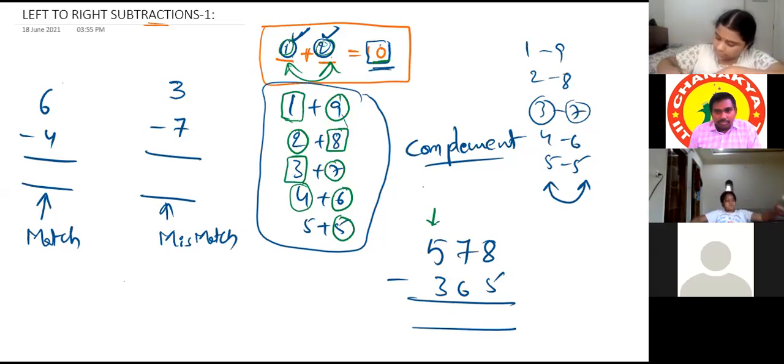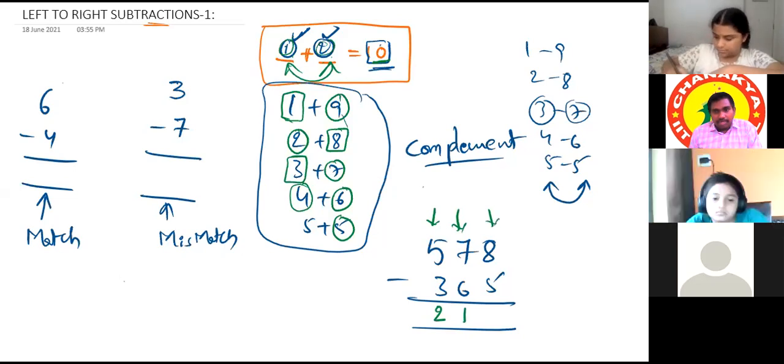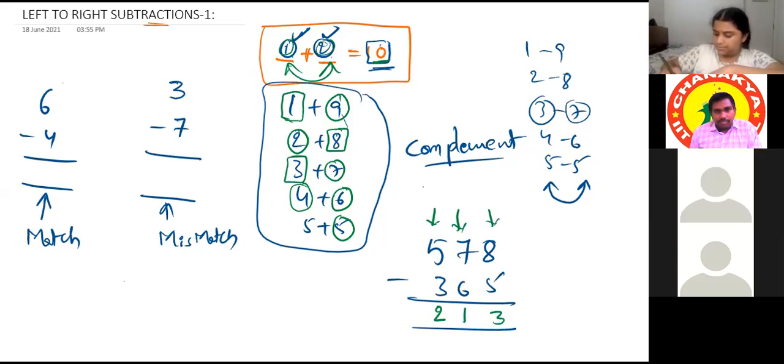5 minus 3 is possible, means match case. That's why I'm writing directly answer 2. 7 minus 6 is possible. Directly I'm writing answer 1. And 8 minus 5 I'm writing directly answer as 3. So 213 is the answer.